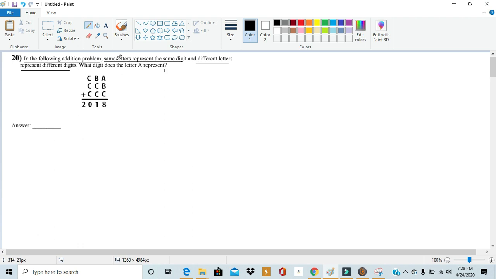The problem gives us pretty obvious context that we could honestly deduce using common sense. It tells us that same letters represent the same digit. So if C is 5 here, C would also have to equal 5 here. We can't just say C is 5 here and 3 here. C has to be the same number consistently throughout. And different letters represent different digits. That means if C is 5, B cannot also be 5, or if B is 5, A cannot also be 5. So we can start attacking this problem by using some common sense.